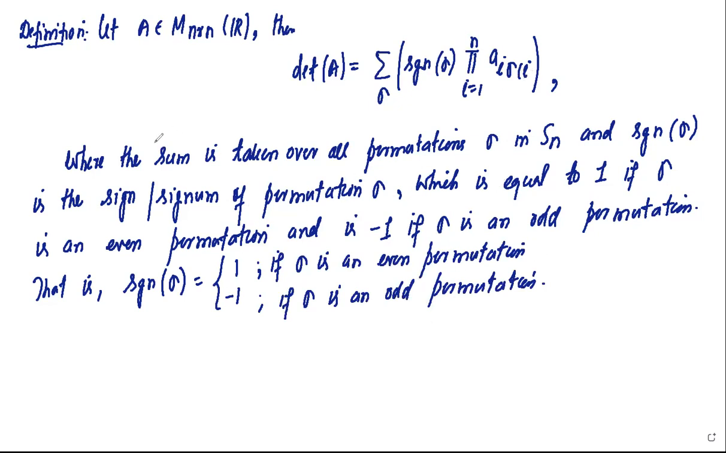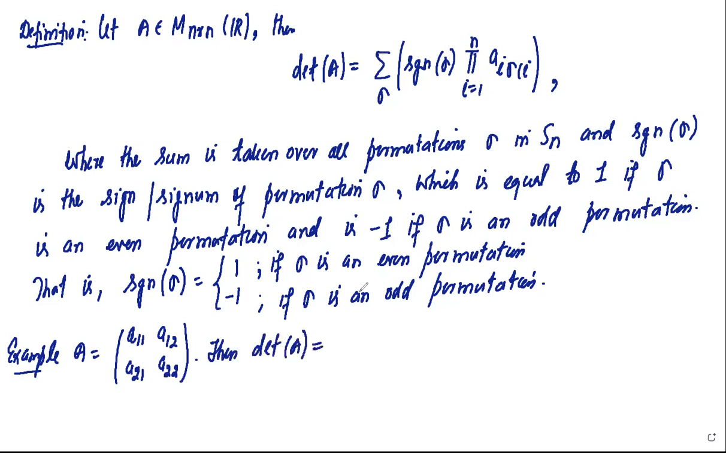So before proceeding to the theorem about the determinant of an adjacency matrix, we will take up an example to properly understand how this definition works. So let's take an example of a 2 cross 2 matrix. Let A be a matrix of order 2, that's A11, A12, A21, A22. Then according to this definition, the determinant of this matrix A is equal to the summation over all the permutations in S2 of the signum of the permutation times the product of A i sigma of i. Now, since we know that S2 has just 2 permutations, let's call those permutations sigma 1 and sigma 2.